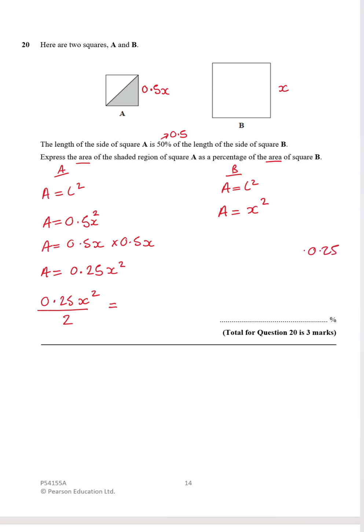0.25 divided by 2, if you need to, again, you can do it on the side here. 1, 2, remainder 1 is 0.125. Okay.